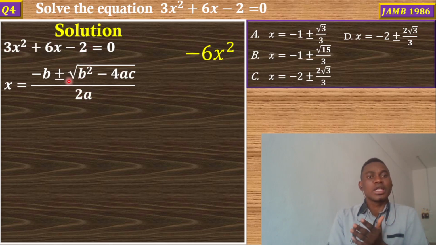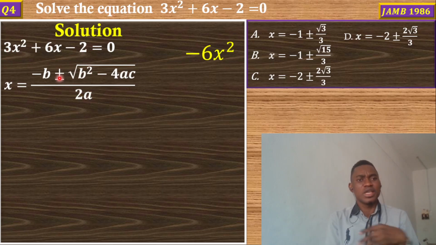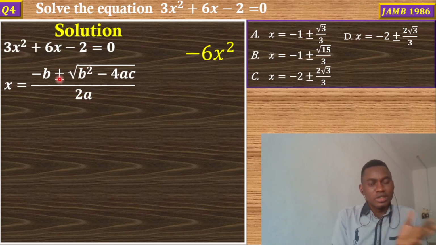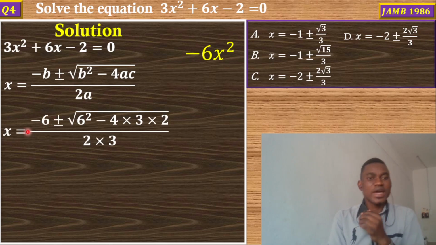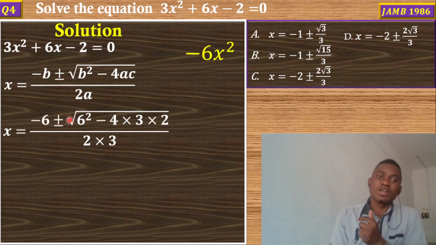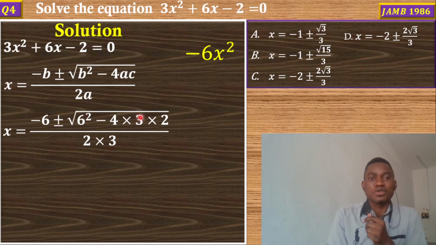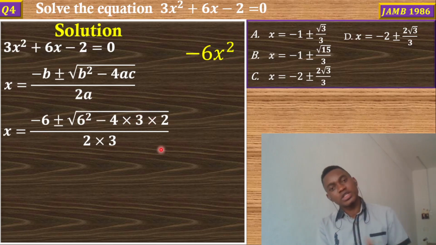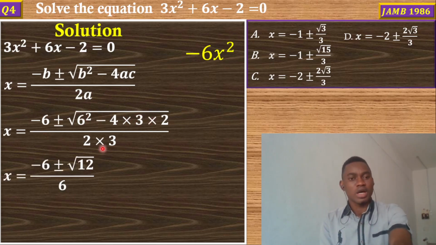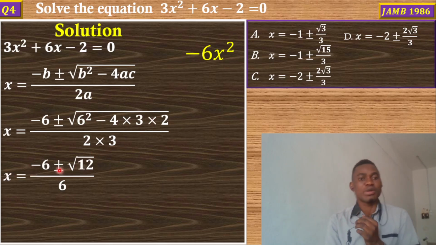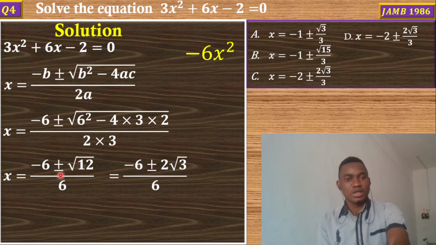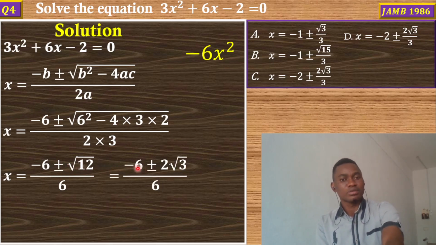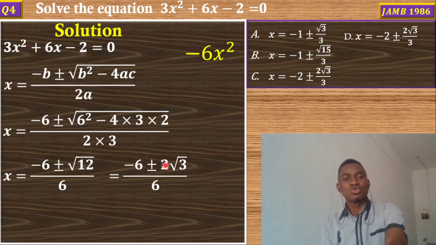So we're going to plug in the respective values of a, b, and c in this equation, and we are good to go. So we have x equals minus 6 plus or minus root of 6 squared minus 4 times 3 times minus 2, everything over 2 times 3, and that gives us x equals minus 6 plus or minus root of 12 all over 6. If you further simplify, we have minus 6 plus or minus 2 root 3.